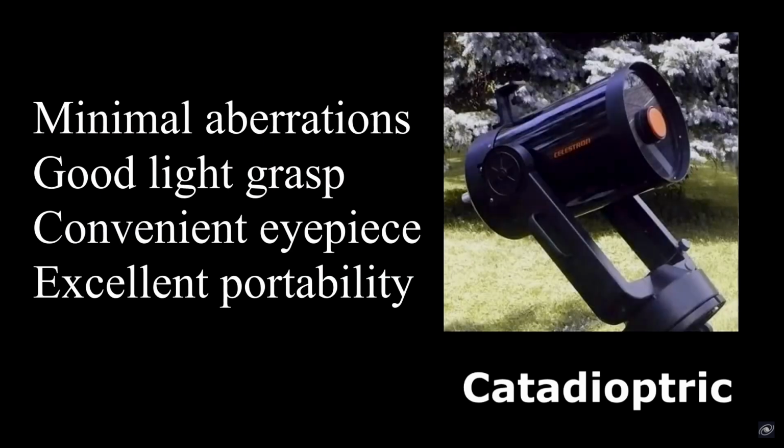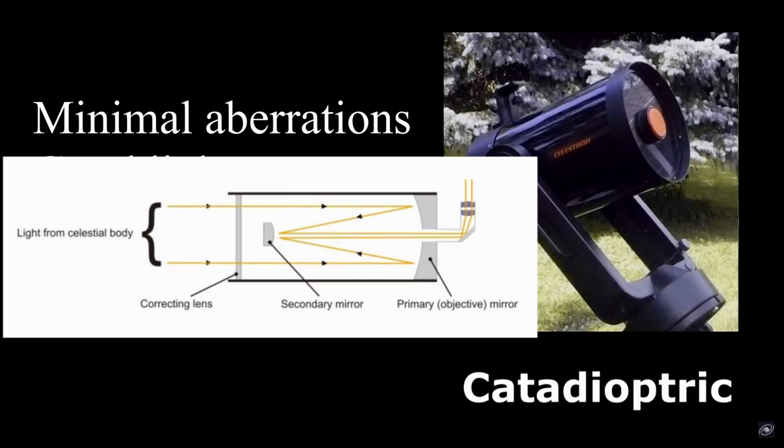The last one is catadioptric. Advantages of these types of telescopes are minimal aberrations, good light grasp, excellent portability because they are very small, and these are hybrid. The catadioptric telescopes have a corrector lens in front and a strongly curved mirror at the back. Then the light is reflected to a lens. Because these types of telescope are compound telescopes, they are also known as compound telescope because they use both reflector and lens, and that lens sends the light back to the back end of your telescope where the eyepiece is located.